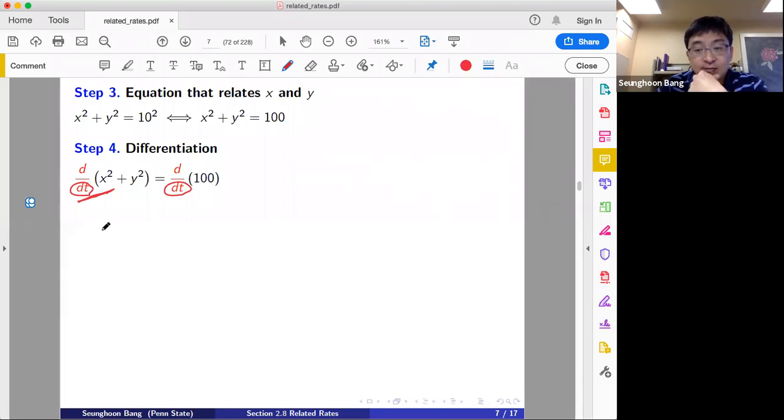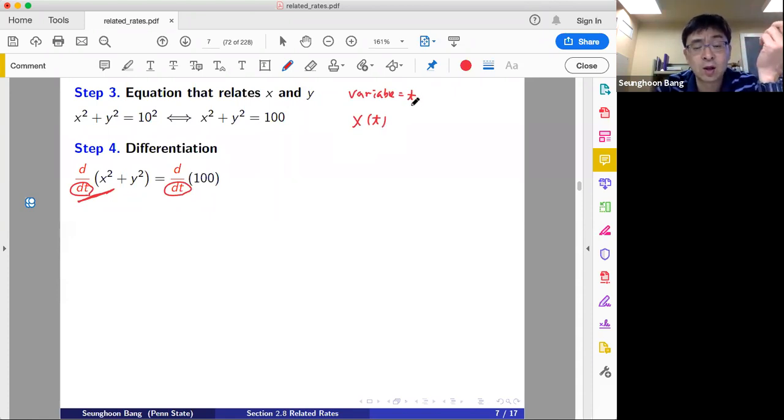So what do you think? Yes, 2x times dx over dt, because what is the variable? The variable is always t. What is x? x is a function of t. So you can try to solve the related rate problem.